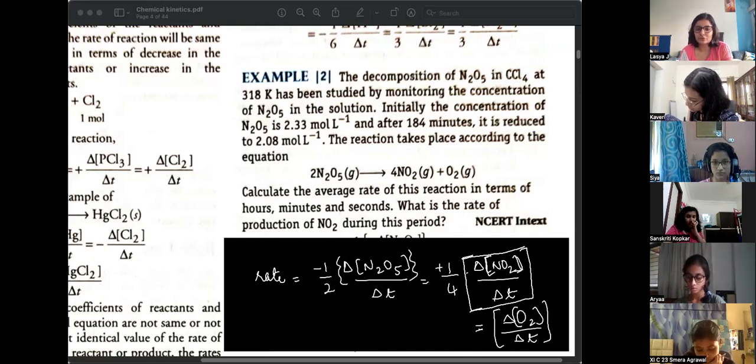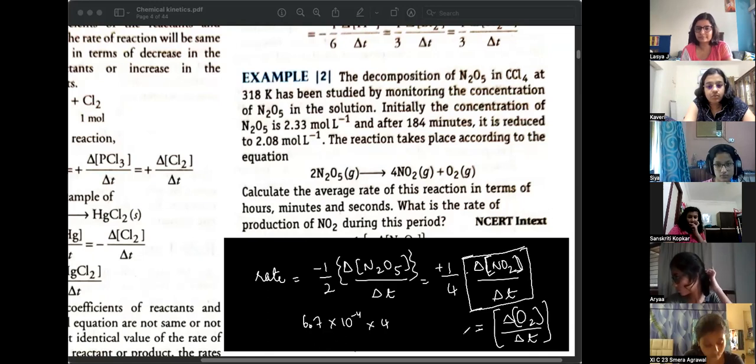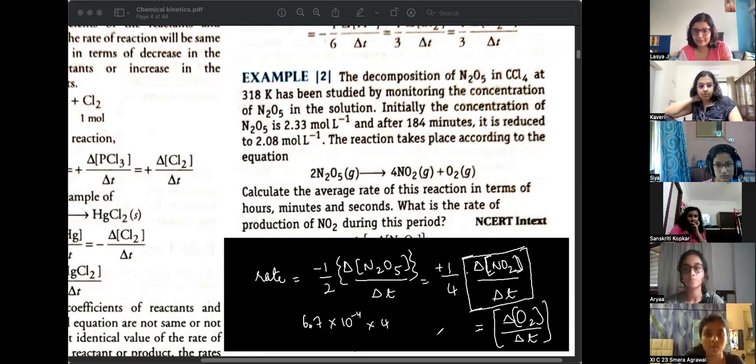Okay, cool. So Sia has calculated. Everybody else, simple multiplication, guys, it shouldn't take more than 30 seconds. So take 6.7 into 10 power minus 4 into 4. Just need to, yes. Oh okay, 2.3, fine. Yes.